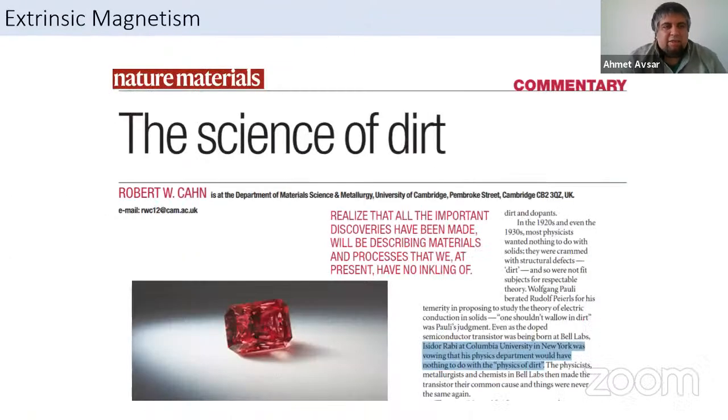And let me put up this last slide. Isidor Rabi was asked at Columbia University about materials science, and he said that there is no need to study the physics of dirt at Columbia Physics at that time. But I think this study already shows that if you can use these defects in a good manner, then you can induce interesting properties which are absent in the pristine form.